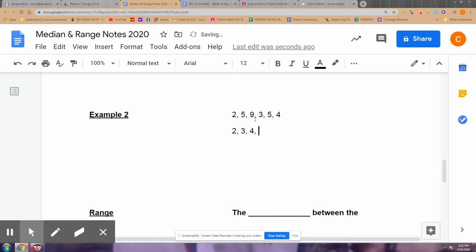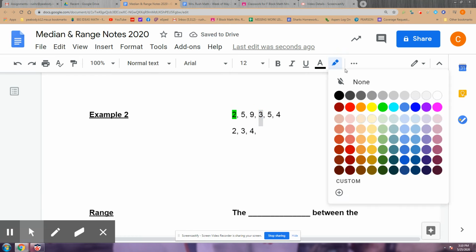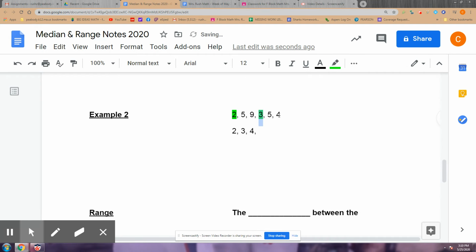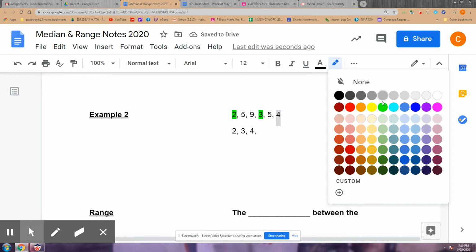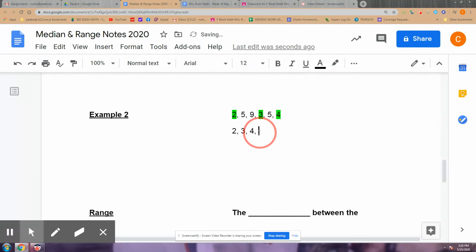then 4. And remember, if you're confused on the ones that you've written already, you can definitely highlight them if you want. So I'll highlight 2, 3, and 4. I use those numbers. Kind of narrow it down, your choices. Next would be 2 5s. See 2 5s right here. So I'll put 2 5s. And then the last number is a 9.